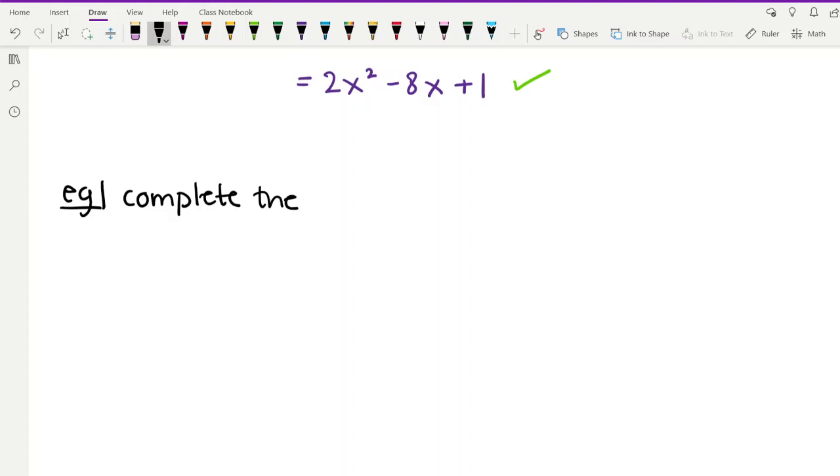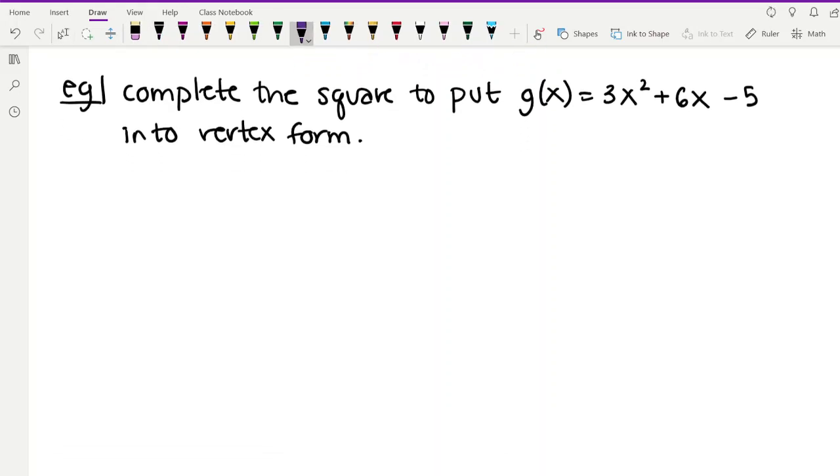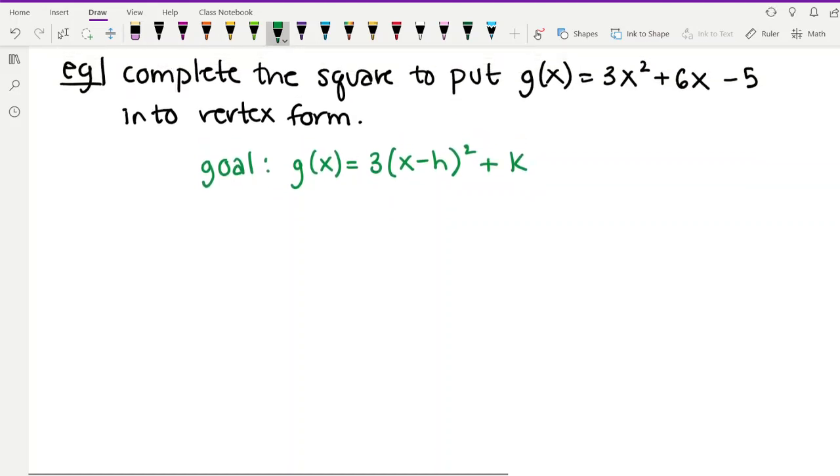So in this case, we're going to complete the square to put g of x is equal to 3x squared plus 6x minus 5 into vertex form. Okay, so same process as last time. So I'm going to write down again what our goal is here. Our goal is to write this function as 3 times, x minus or plus some number squared plus k. So we want to have it in vertex form, specifically with that first number being 3, because that's the same first number we have here.